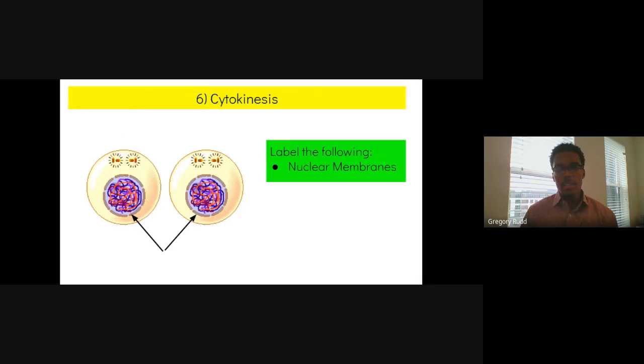Okay, and then lastly, cytokinesis. So now you have two totally new cells, and they've got their own nuclear membrane now. So this is the last thing you should draw. Once you are done with your images, once you've drawn all of them, you should go in and write a description of what's happening in each step.